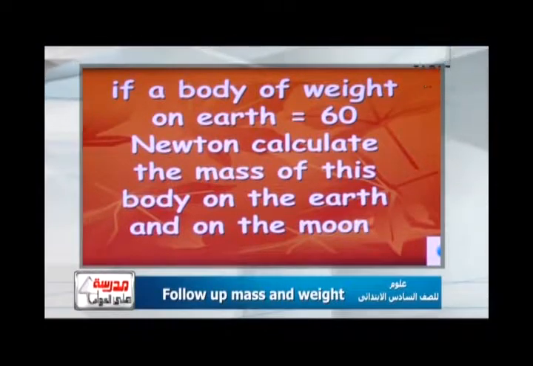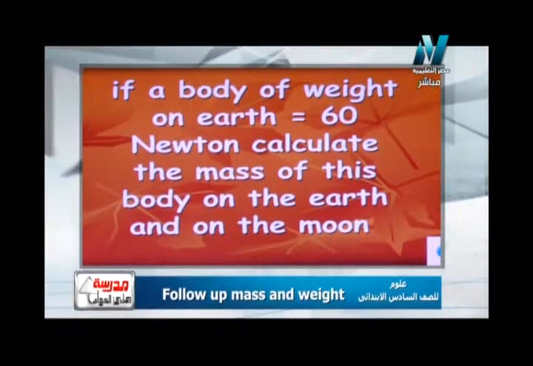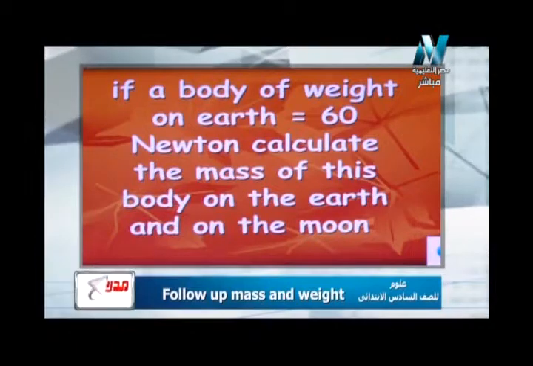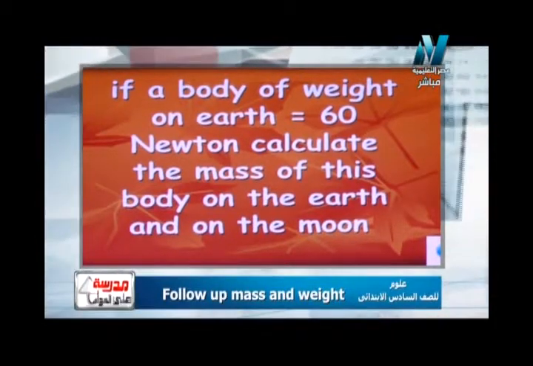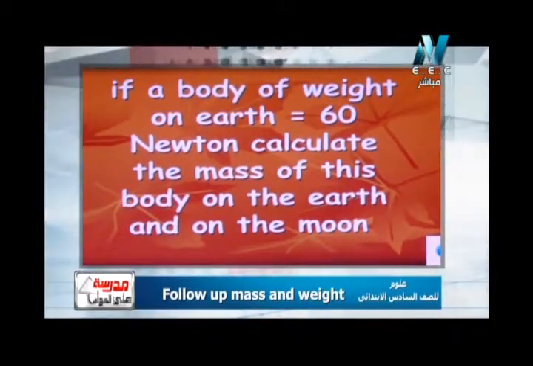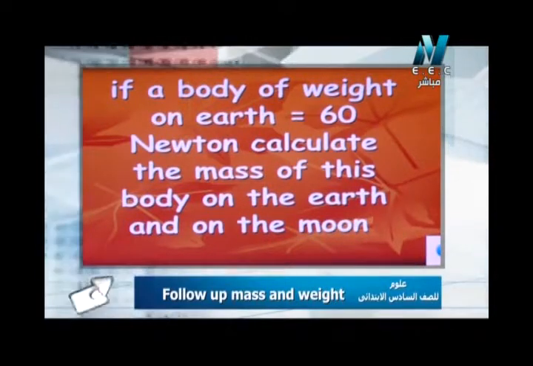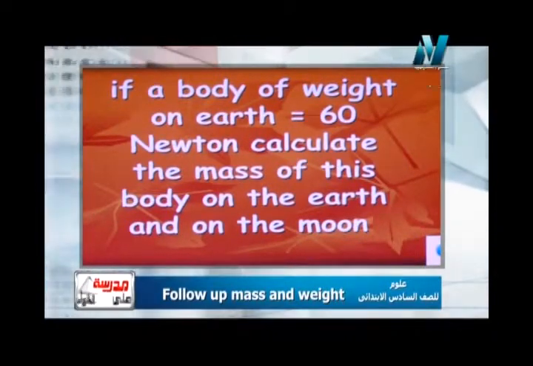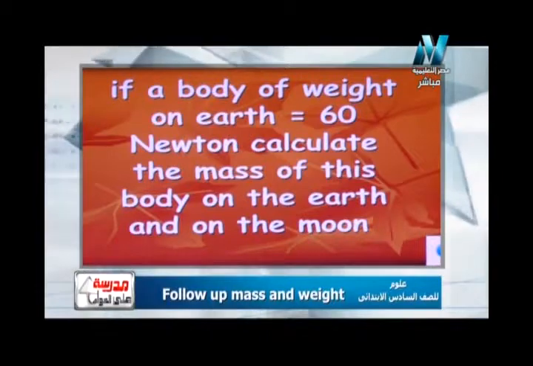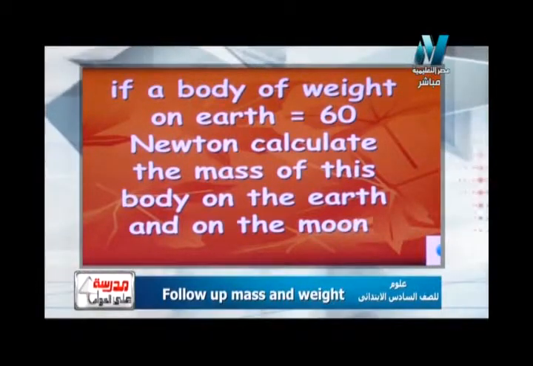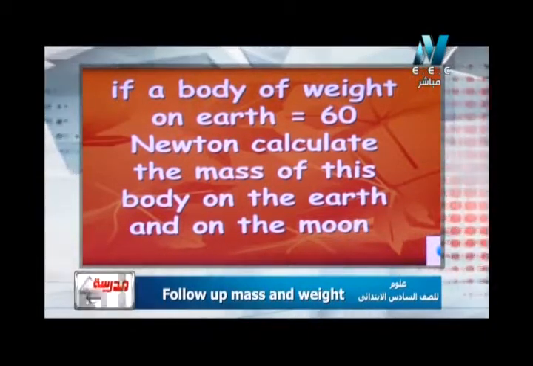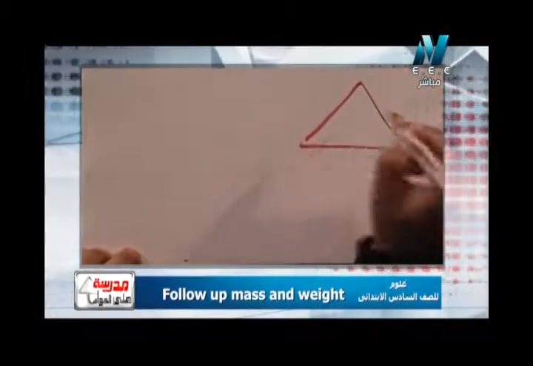The problem says that if a body of weight on earth equals 60 Newton, calculate the mass of this body on the earth and on the moon. So here I have only one piece of information: the weight on the earth equals 60 Newton. But before I answer any demand, I want to write the laws. The first step is to write the two rules.